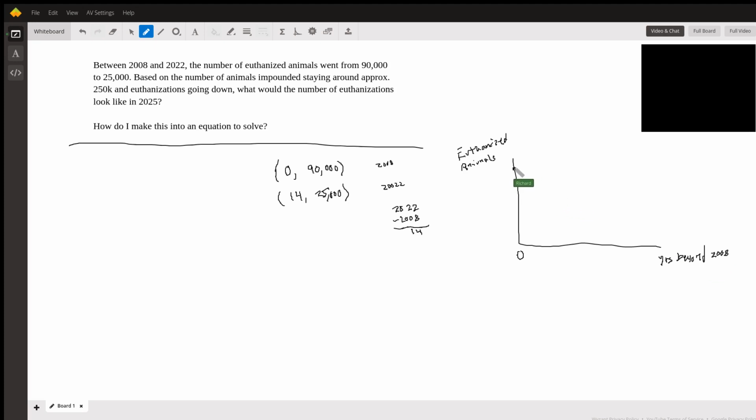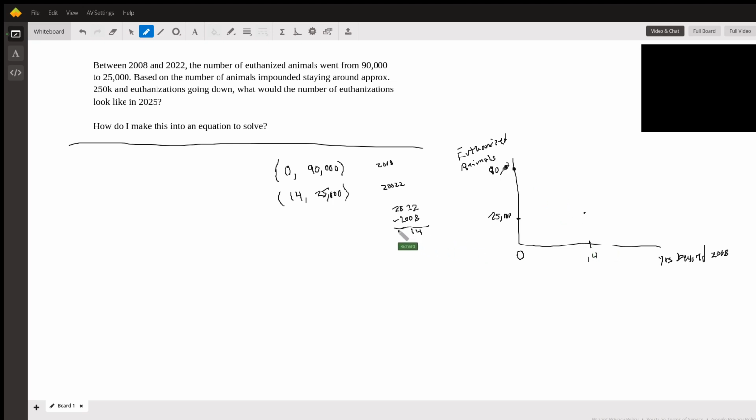So we're up here at 90,000 here. And 8 years later, let's say that's here. We have another point on the graph. Oops, not 8 years. I don't know why I put an 8 there. 14 years later, it's at 25,000. And because it's a straight line, it's just going to continue to fall.